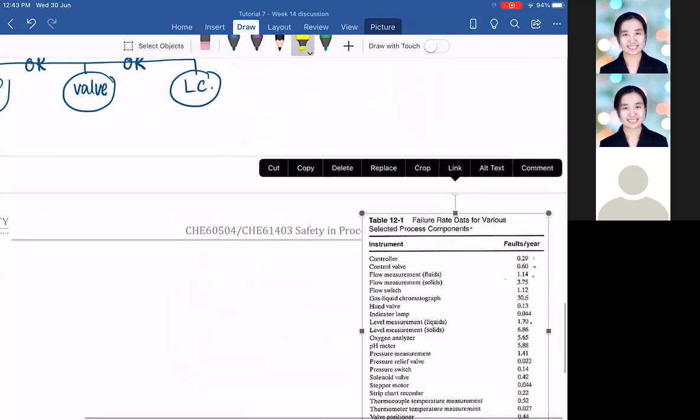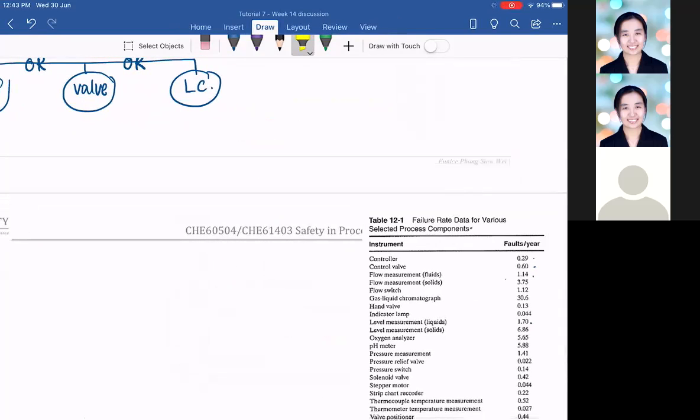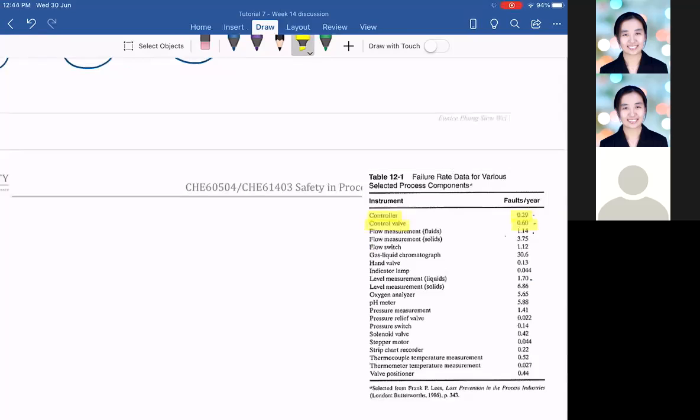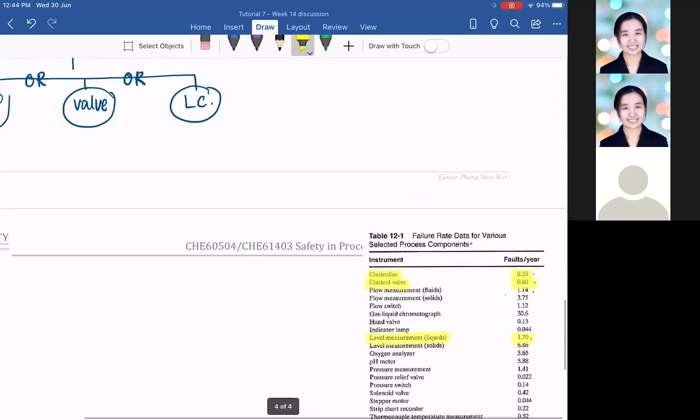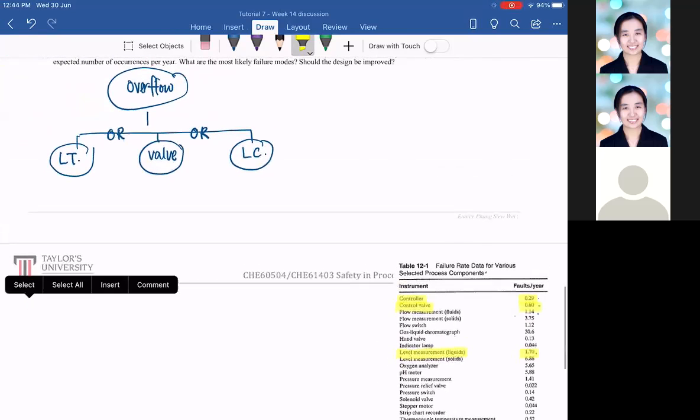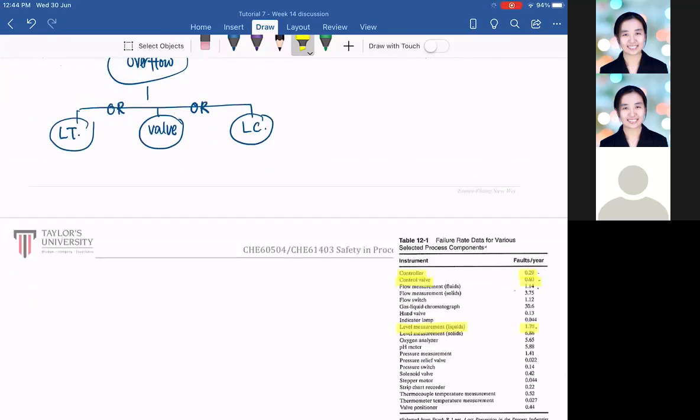So we have controller, we have control valve, 0.29, 0.6. Okay. And then we have, okay, where is my level? Level measurements, 1.7. Okay. So if any of these three fail, what is the failure per year?